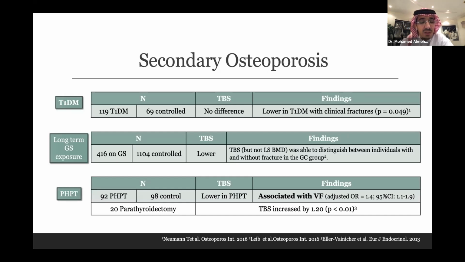Another disease we can consider is primary hyperparathyroidism. Interestingly, in this study, they studied around 92 patients with primary hyperparathyroidism in comparison to a control group. Those with primary hyperparathyroidism have lower TBS values, also associated with an increase in fracture risk, mainly in the vertebra. What happened after the surgery? Twenty patients proceeded with parathyroidectomy, and after 1 year of the surgery, the TBS increased nicely without any medication, perhaps because of the catabolic effect of parathyroid hormone on the bone.